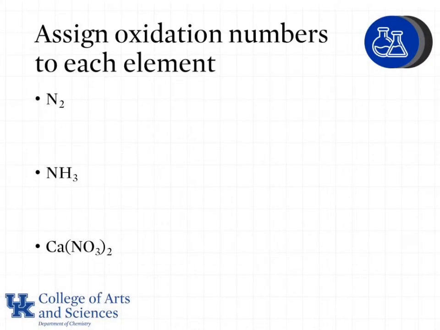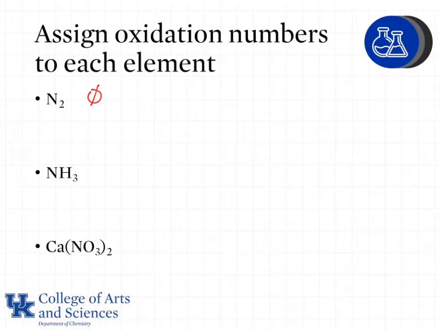In this lesson, we will go through several examples of how to assign oxidation numbers to an element. Our first example is N2. This falls under our first rule, which is a free element has an oxidation number of 0, so nitrogen will have an oxidation number of 0.